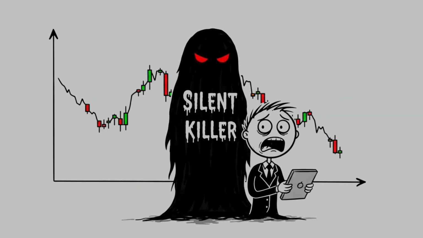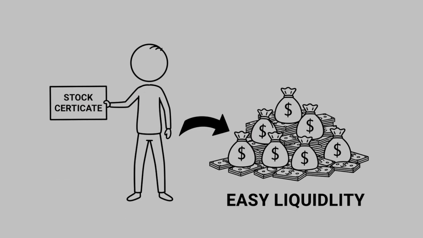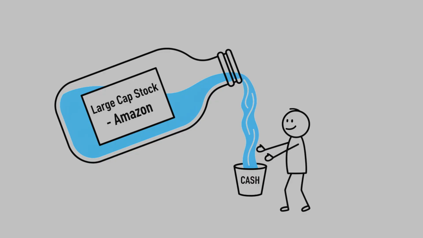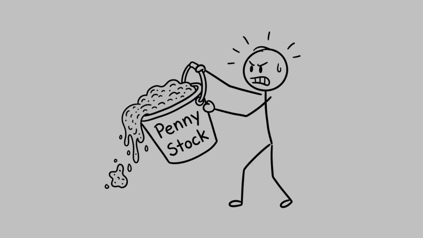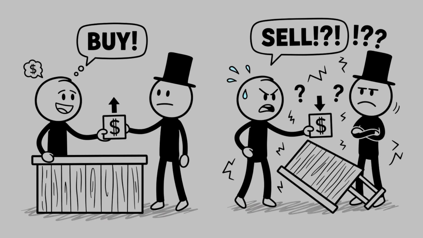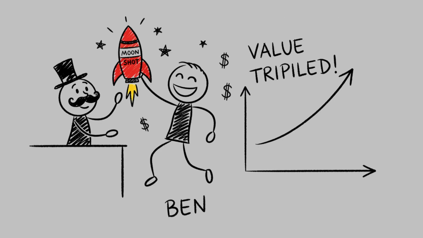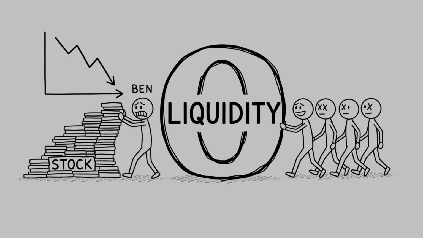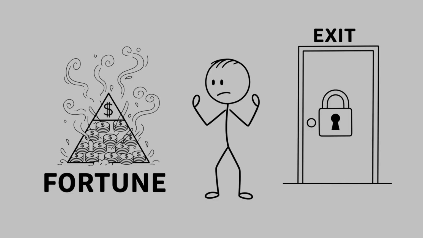Term 6, liquidity. This is the silent killer for beginners. Liquidity is how easily you can turn your stock back into cold, hard cash. A large cap stock like Amazon is highly liquid, it's like water. A penny stock is like wet concrete. You can buy it easily, but when you want to sell, nobody is there to buy it from you. Ben once bought a stock that tripled in value on paper, but because the liquidity was zero, he couldn't sell. He watched his fortune evaporate because the exit door was locked.